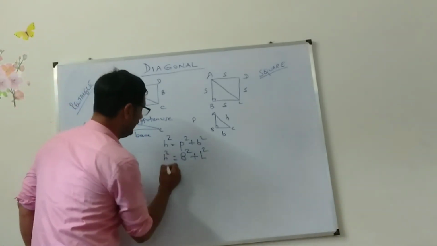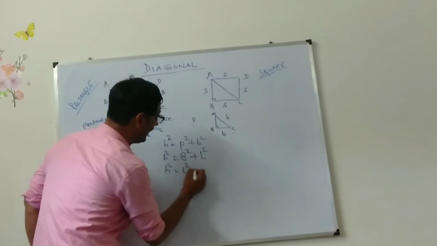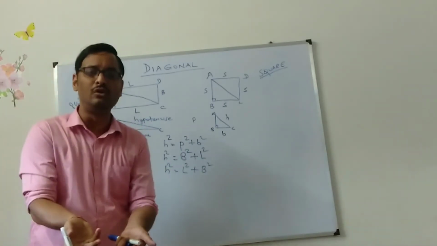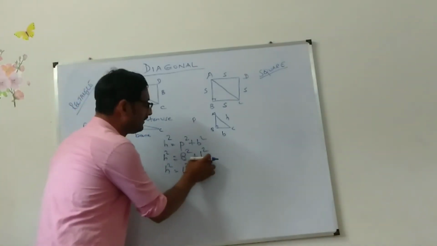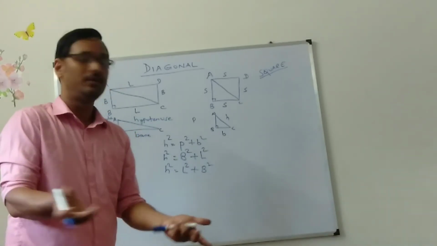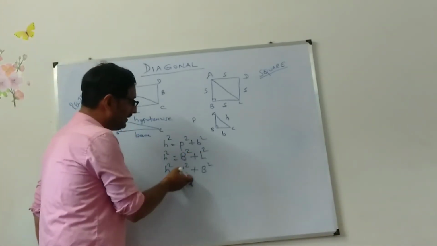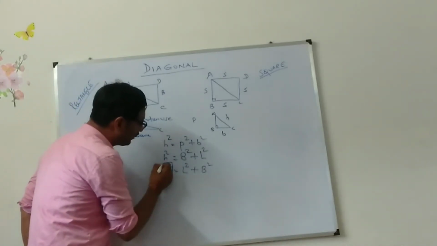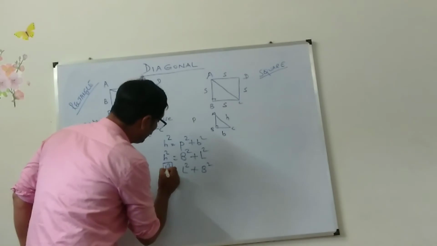So what I'll do is write L square first and B square later. 2 plus 3 is equal to 5, and 3 plus 2 is also 5. So I am writing L first and B later. I don't need to find H square, I need to find H only.